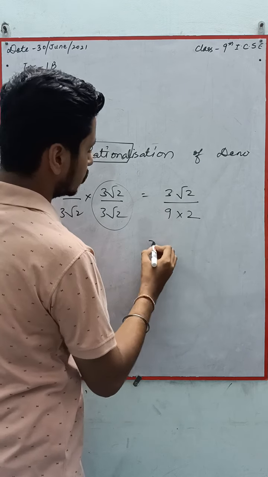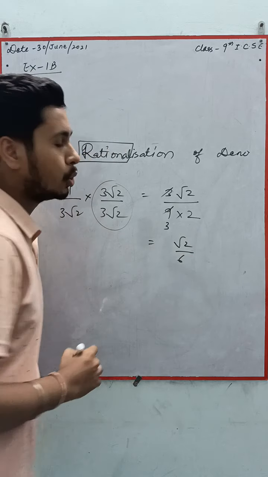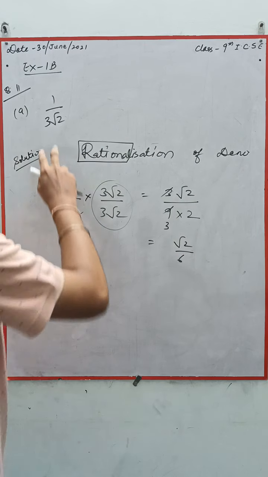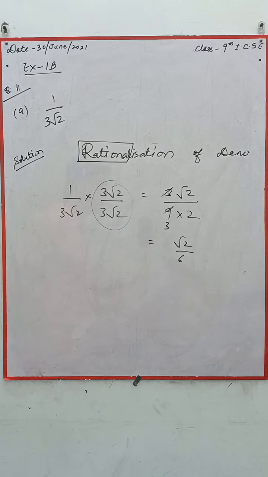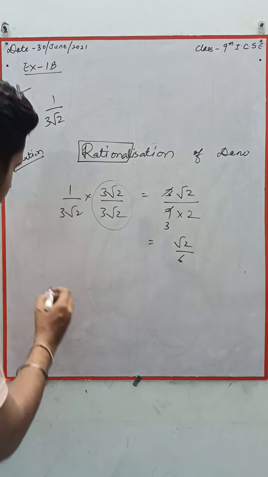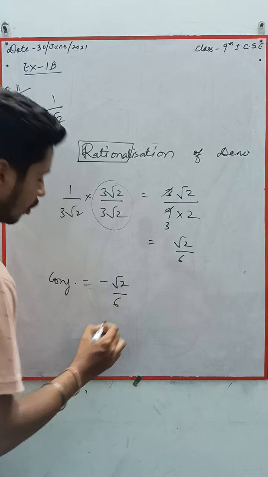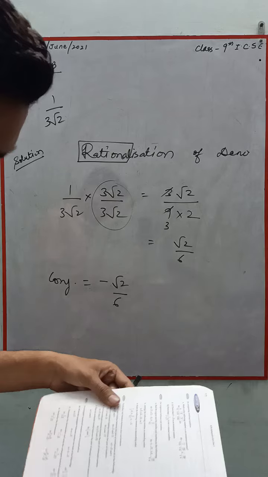Now in the numerator we will get 3 root 2 and in the denominator 3 into root 2 into root 2 will give you 2. Okay, this is cancelled with 3. We got root 2 upon 6. So the rationalization of 1 upon 3 root 2 is root 2 upon 6. Then what will be the conjugate of this number? So the conjugate will be minus of root 2 upon 6. I hope you understood this.